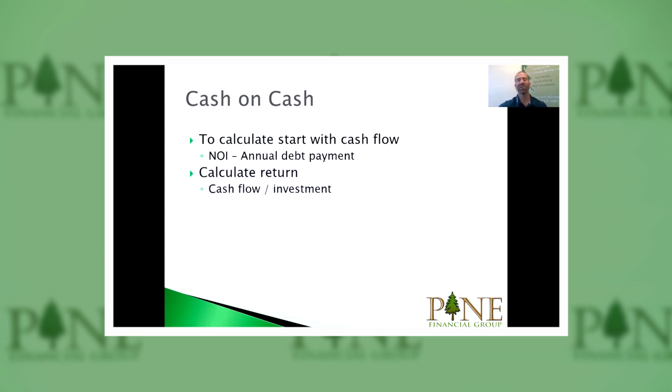And then calculate your return. You just take your cash flow divided by your investment. So if you take a really simple single family house, let's say it's worth $100,000, you put $20,000 down, a 20% down payment, you would divide your cash flow by your $20,000 down payment plus any improvements or closing costs or whatever other investment you had in there. And that's how you get your cash on cash return.